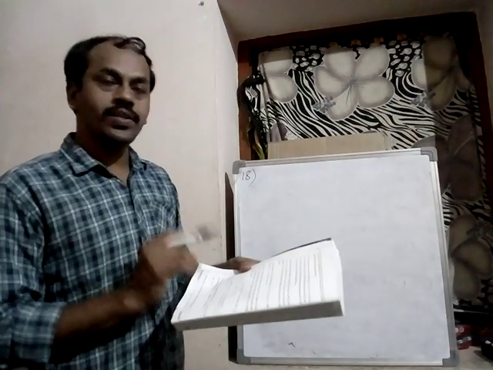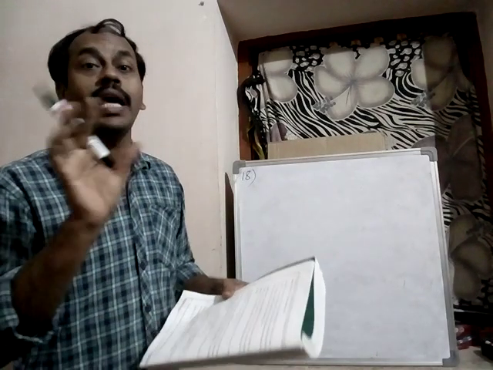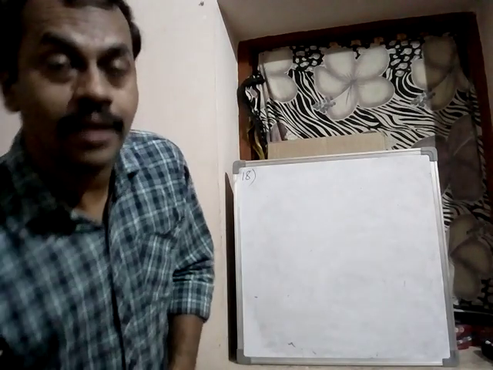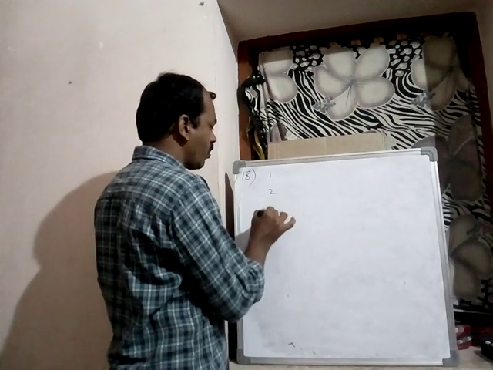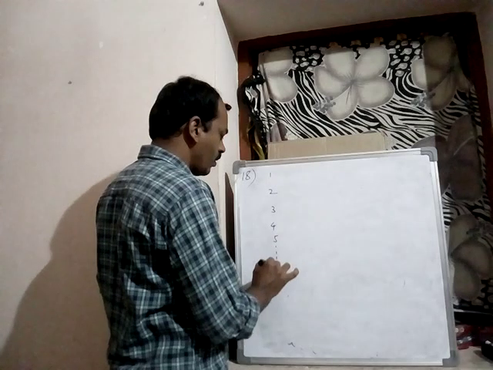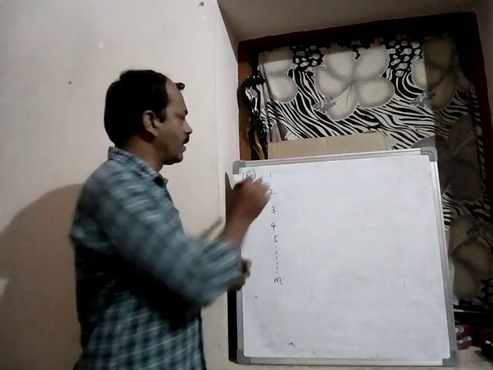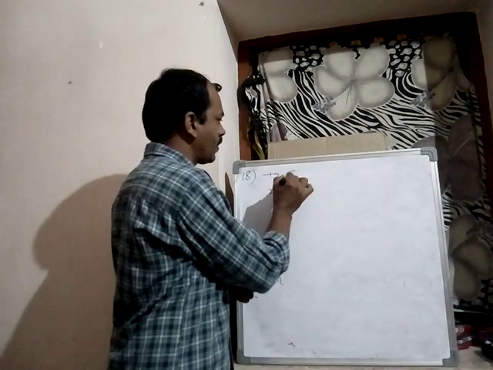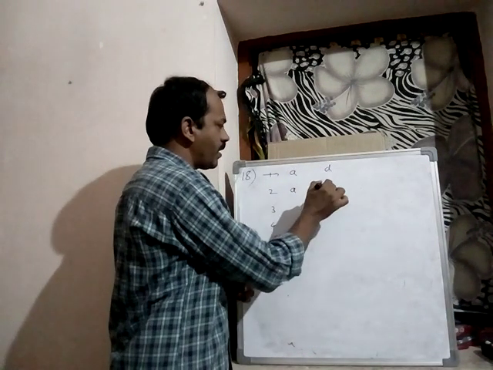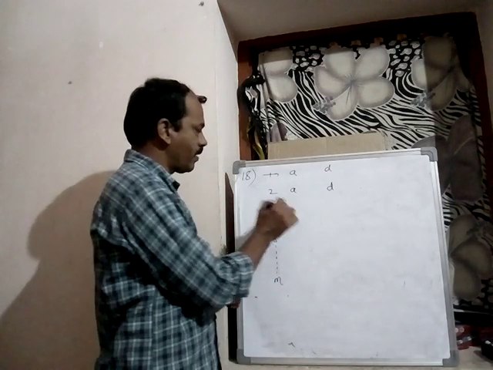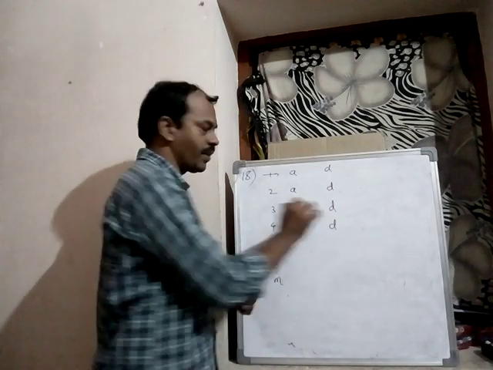So here, given S1, S2, S3, S4, and so on Sm are the sums of n terms of m APs. So how many APs are there in total? Total m APs are there. First AP, second AP, third AP, fourth AP, fifth AP, and so on. In each AP, the first term and common difference are given.